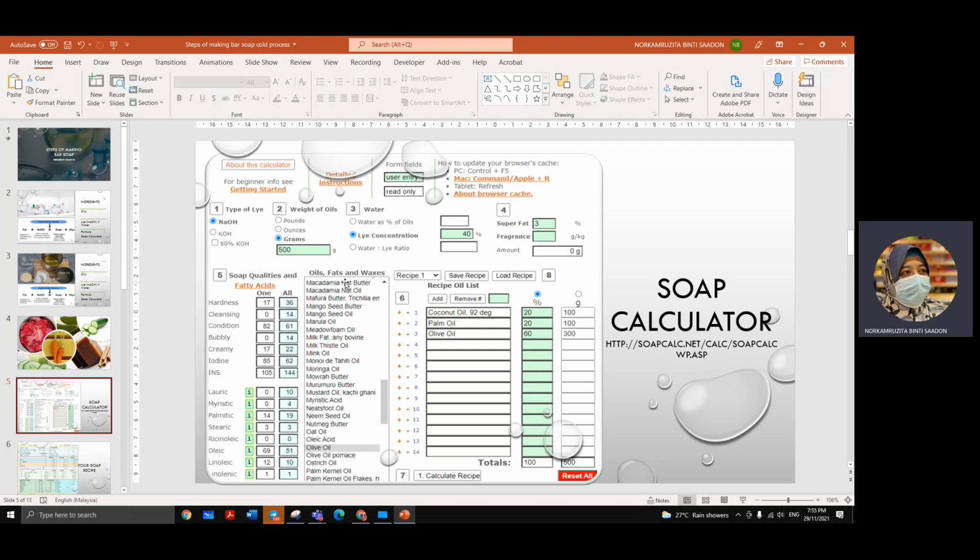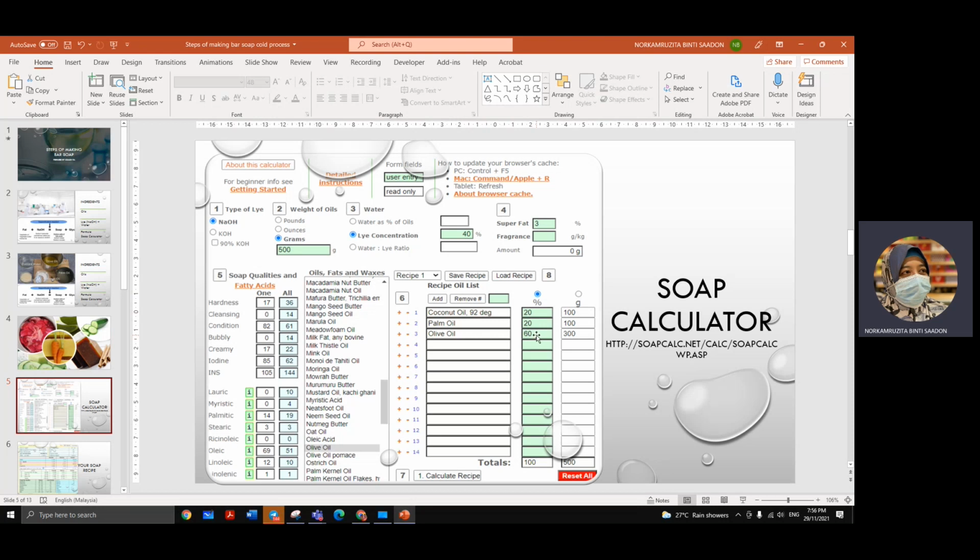Then in the calculator, you're given so many types of oil. You just pick one by one and then click plus. When you click plus, the name of the oil will come out here. Then you choose the second one, the third one, the fifth one, and so on. It doesn't matter how many oils you want to use. Then you have to state how much percentage you are looking for.